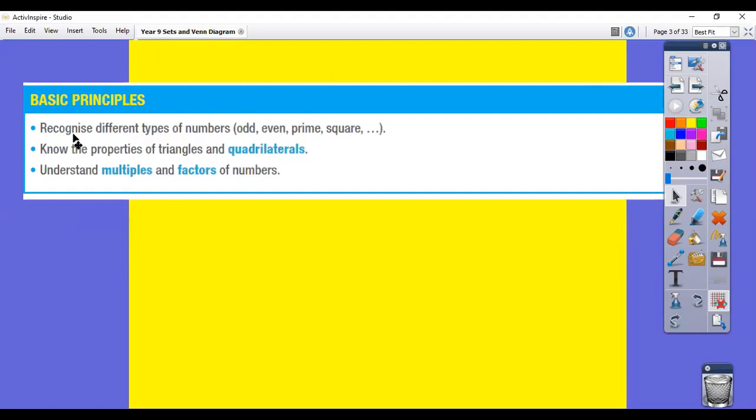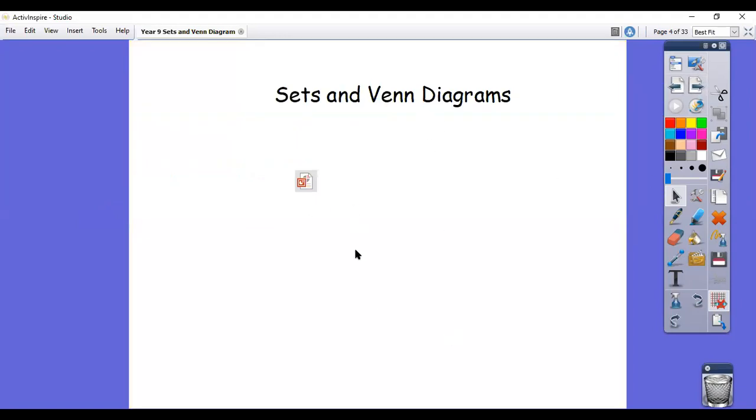So the basic principles regarding sets are to recognize different types of numbers. So you've got odd, even, prime numbers, square numbers, know the properties of triangles and quadrilaterals, and understand multiples and factors of numbers. So, sets and Venn diagrams.